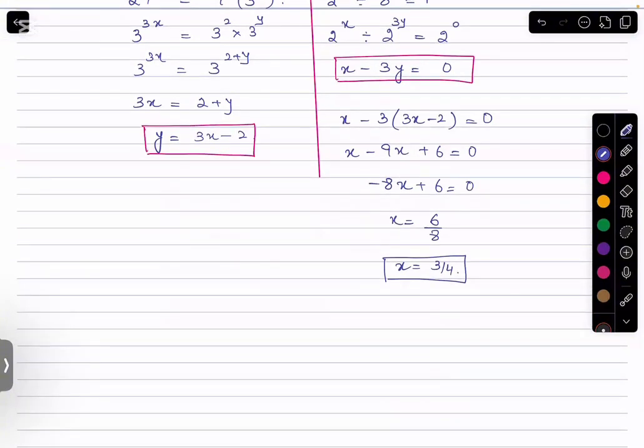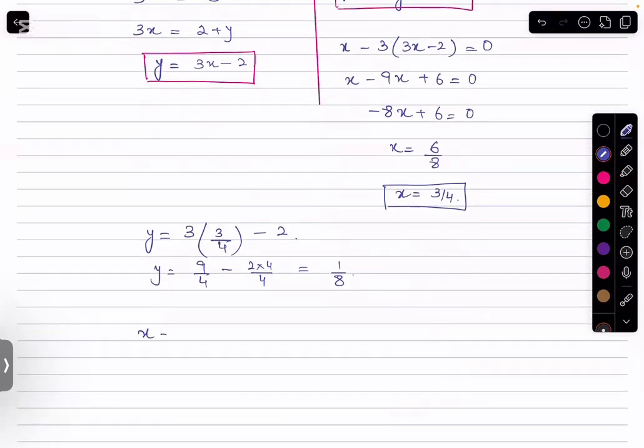Obviously, I can find y by substituting this x here. 3 by 4 and a minus 2. So y becomes 9 by 4 minus 2 times 4 by 4, or I can say that y is 1 by 8. So your x is 3 by 4 and your y is 1 by 8 here. Ma'am, isn't it 1 by 4? Sorry, 1 by 4. Yes.